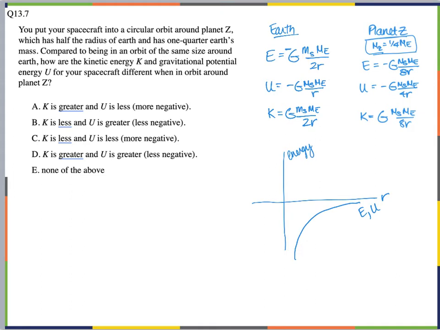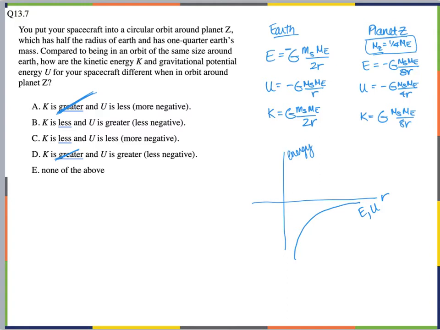So when I compare, the first thing is comparing the kinetic energies. Those aren't as hard because it's positive, and the planet Z has a bigger denominator, which means the kinetic energy is going to be smaller for planet Z. And so that allows me to get rid of answer A. I know right away that's not right. Sorry, D's not right either. Now I've got to figure out, is it B or C?